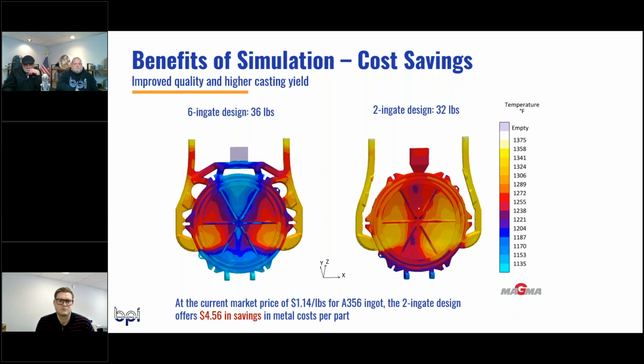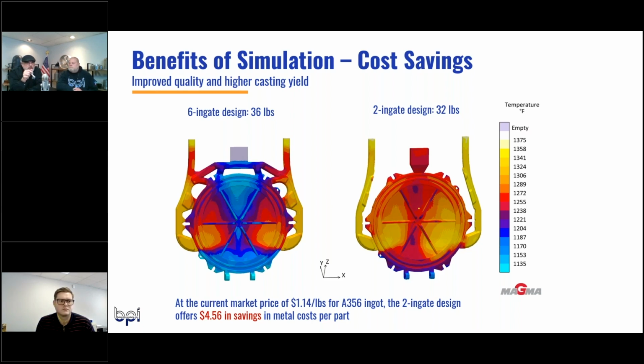by modifying the runner and removing about 4 pounds of metal. There's an opportunity to save $4.56 per part. So that's to the point that casting process simulation is a powerful business tool. It's a tool for the foundry to be able to optimize their process and optimize their cost and increase revenue.